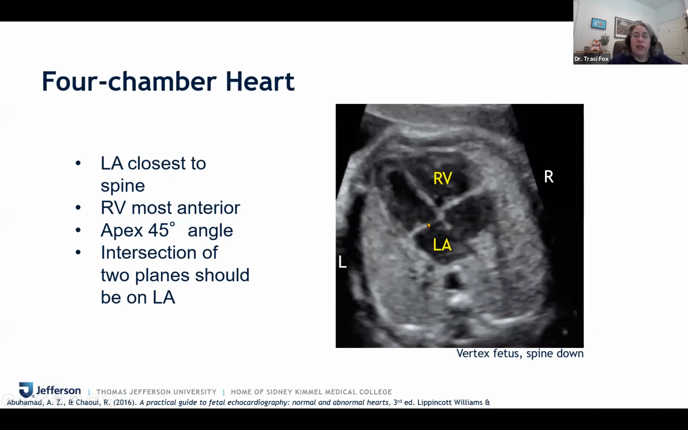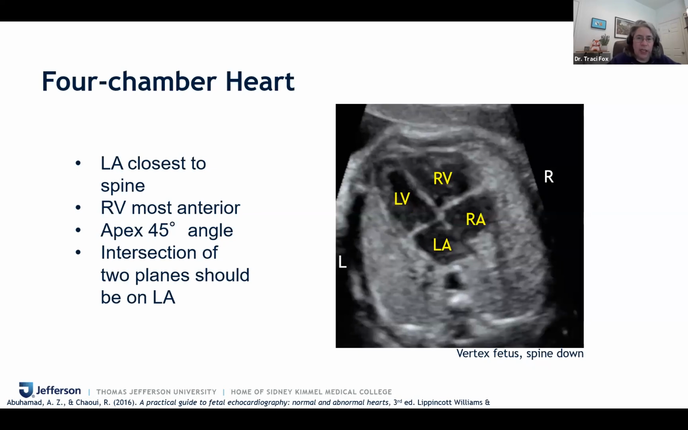The left atrium is always the closest to the spine and adjacent to the aorta. The right ventricle is always the most anterior. So if you put a needle through an anterior chest, you would always hit the right ventricle in a normal heart. Then, of course, left ventricle, right atrium. The ventricles should be proportionate to each other. The atria should be proportionate to each other. Later in pregnancy, the right ventricle can be a little bit bigger than the left side. In fact, in general, right-sided heart structures can be slightly bigger than left-sided structures, but not more than slightly.